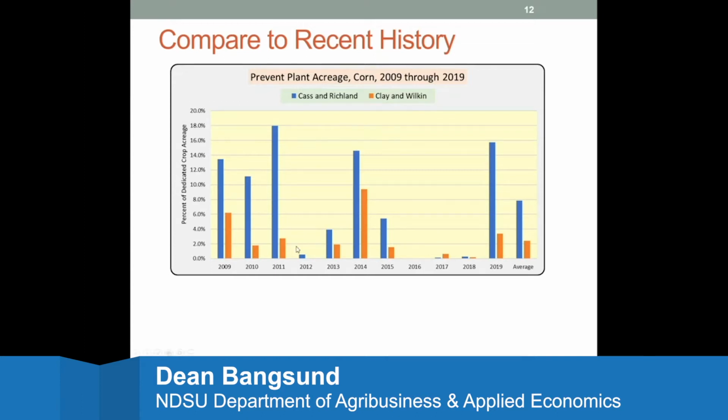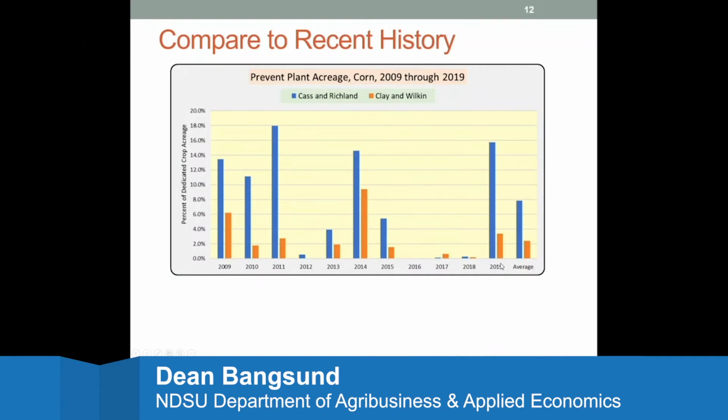You can see that we don't need to know what the share of corn is. I think it's around 40% or 35% in the counties. Lots of acres that didn't get planted in those flood years of 2009 through 2011. Another condition in 2014, and another large condition last year. And then you can see here what the average is.